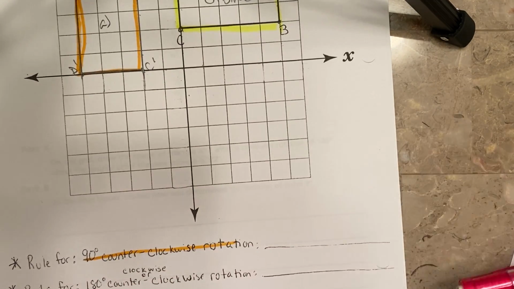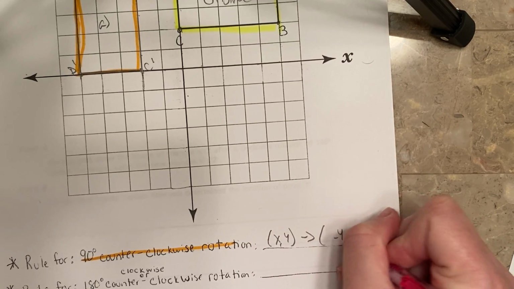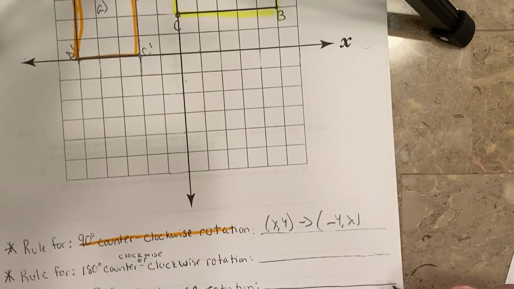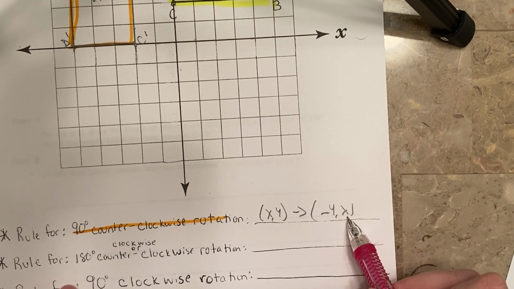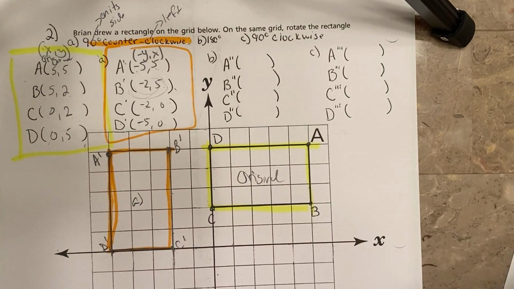So 90 degrees counter. That was our orange one. xy goes to negative yx. Okay, now some of you are really good with the rules. You're going to memorize a rule, and that's totally fine. Some of you would rather just turn it and get the points. That's fine too. It's completely up to you.